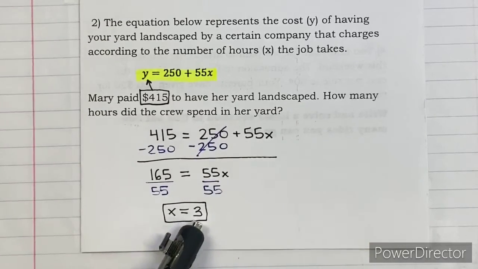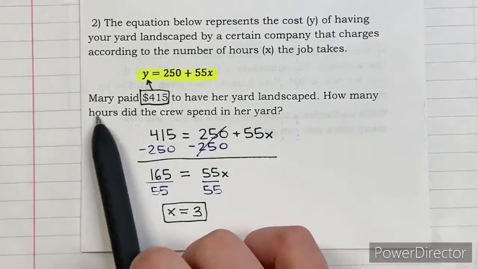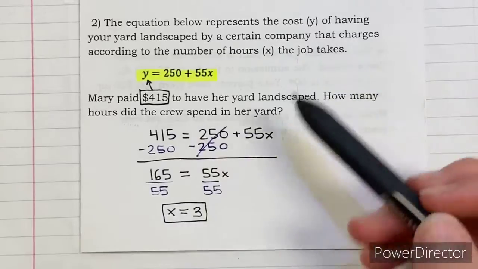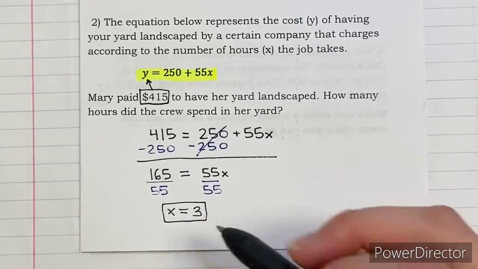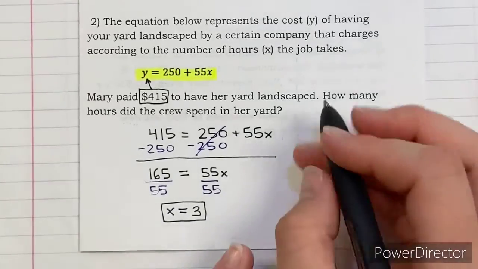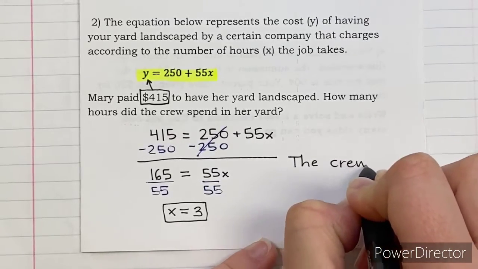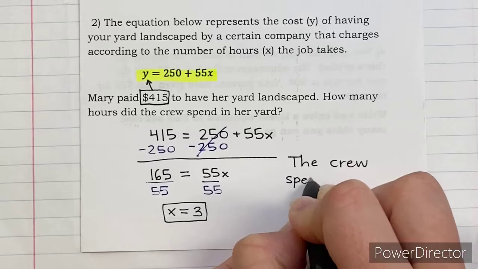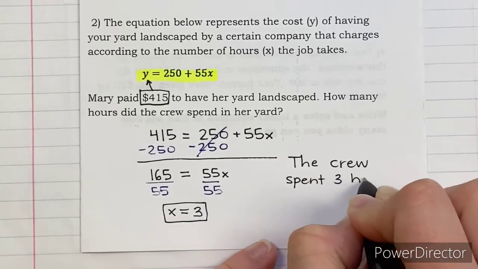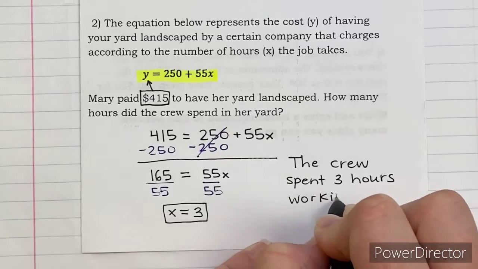So there's the solution, but remember, dealing with word problems, we actually have to answer the question in a complete sentence. So it says, how many hours did the crew spend in her yard? That is what we actually found. So a simple sentence would be the crew spent 3 hours working in her yard. So that's what we'll write. The crew spent 3 hours working in her yard.